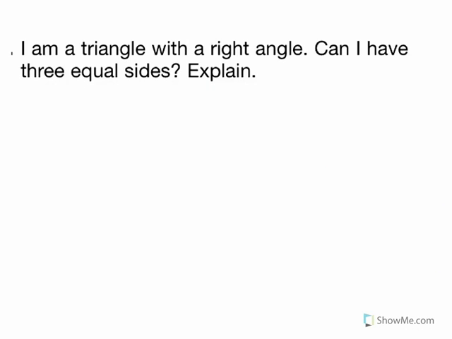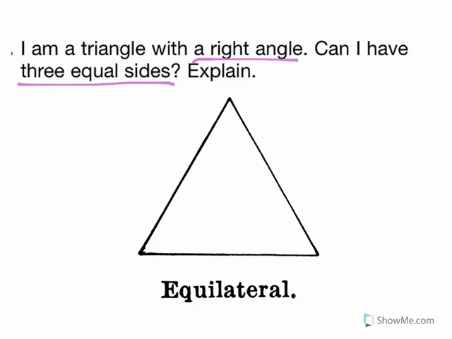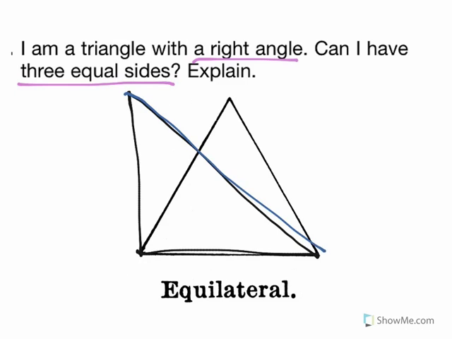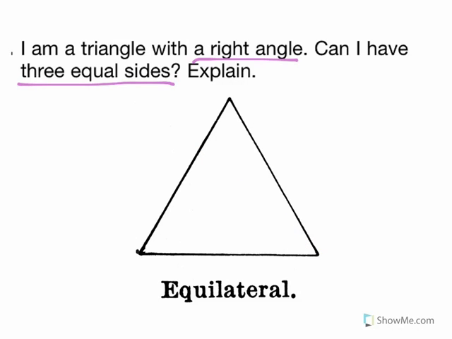Let's look at this one. I am a triangle with a right angle. Can I have 3 equal sides? Explain. If you said no, you are correct. Here is an equilateral triangle. It has 3 equal sides. If I was to move one side to make my right angle, I would have to extend the third side, this side, and make it longer. And then I would not have 3 equal sides.